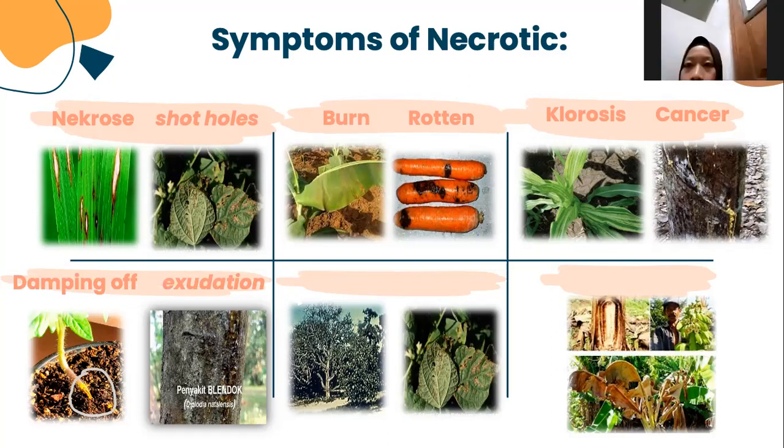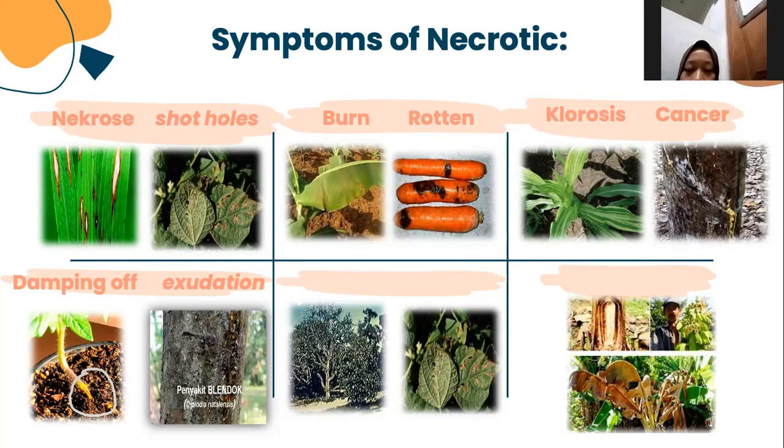Symptom of necrotic number 7 is damping off. Symptoms of the fall of plants that are still young or seedlings, because of very fast root rot. An example is tobacco seedlings that are attacked by the fungi Pythium sp.